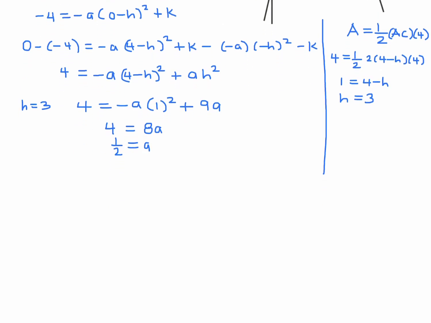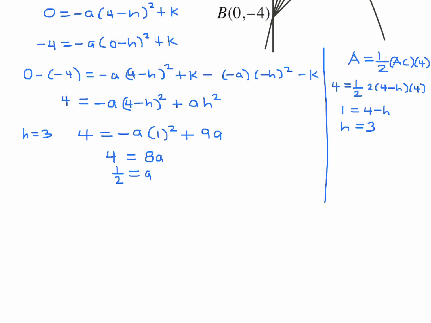And now we can calculate k, I think. How do we get k? Well, k we can get with either of these equations up here. So, for example, just use this one. That means -4 = -1/2, since a is 1/2, and then we know that h is 3, so this just becomes (0 - 3)² + k. So this becomes -4 = -9/2 + k. So this looks like k is going to be 1/2. So there we go.